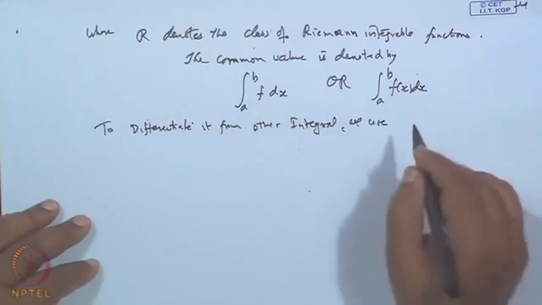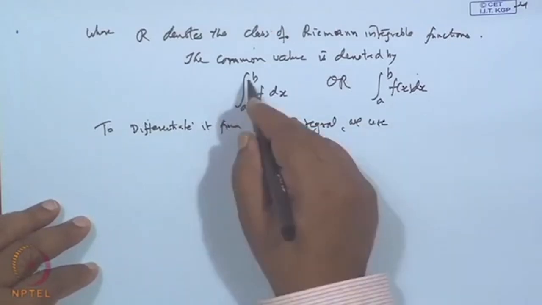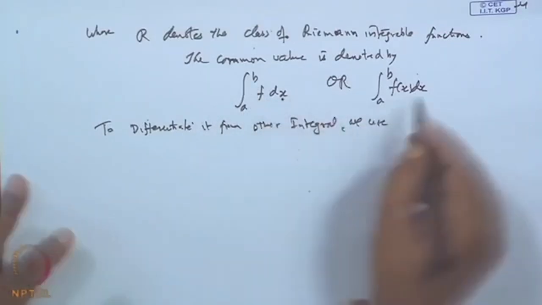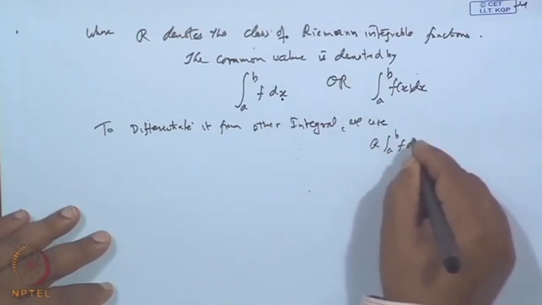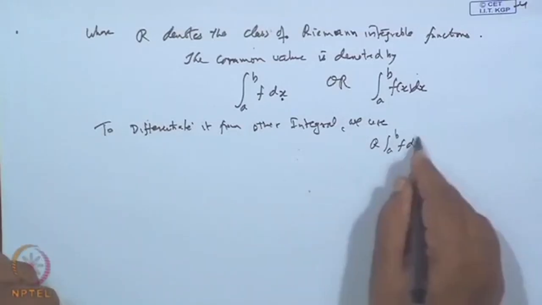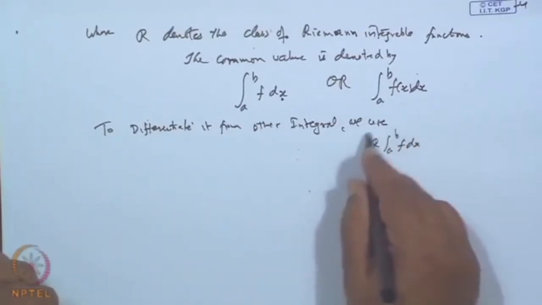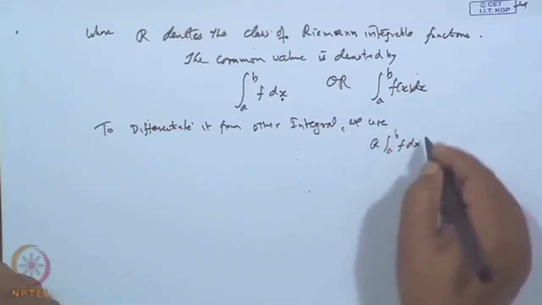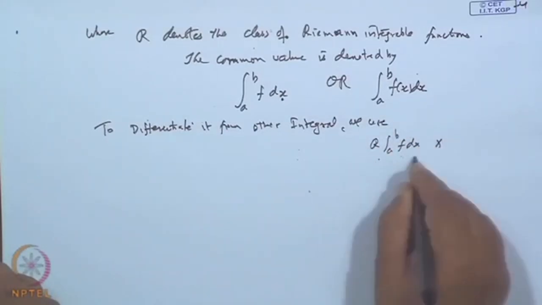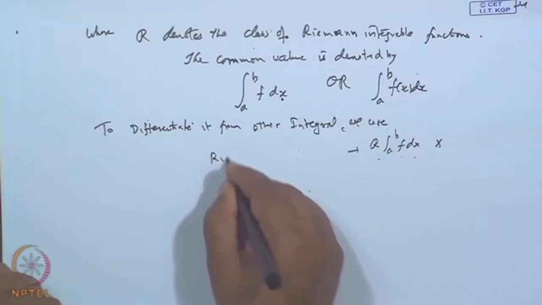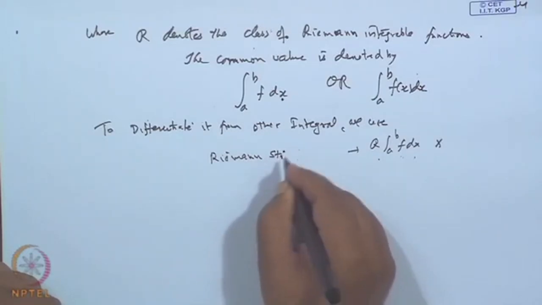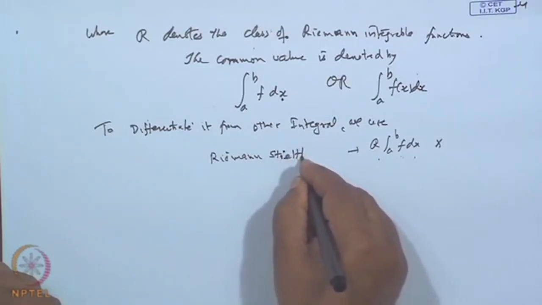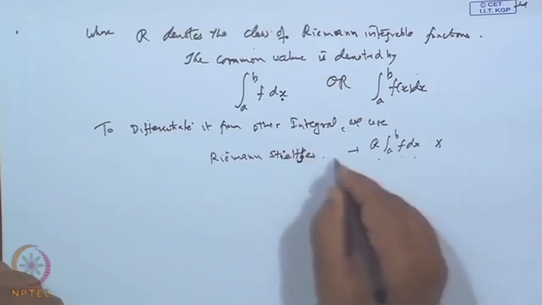Here we will take the Riemann integral from a to b of f dx as usual. Some authors write R a b to show the Riemann integral, but here we will use that notation for the Riemann-Stieltjes integral. This we will take up later on.